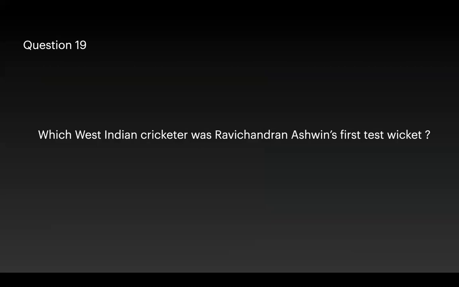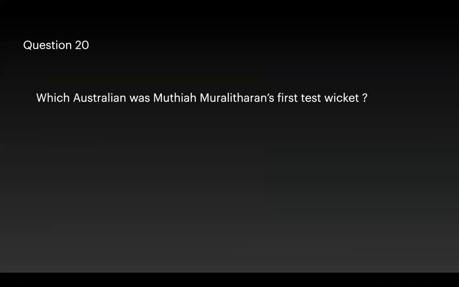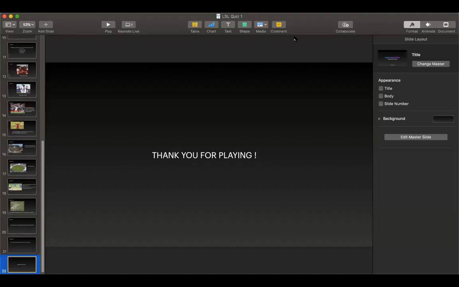Last question of the quiz. This is to Strikers. Here goes. Which Australian was Muthiah Muralidaran's first test wicket? Mark Taylor, confirm. The wrong answer. Question passes to Aztecs. Is it Steve Waugh? Confirm. That's also the wrong answer. The answer is Craig McDermott. Took so long to get a wicket in the first game. Yeah? Okay.